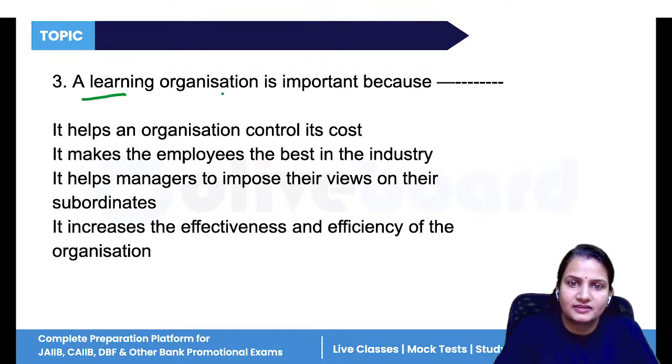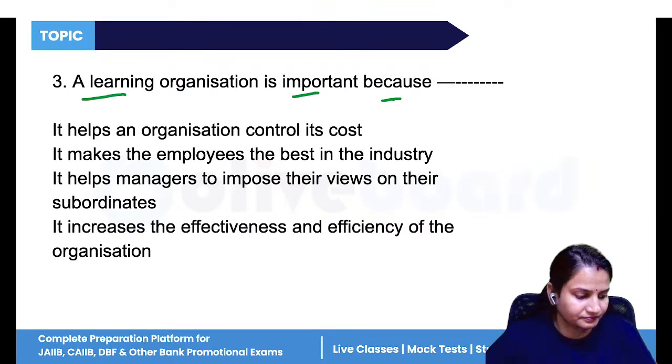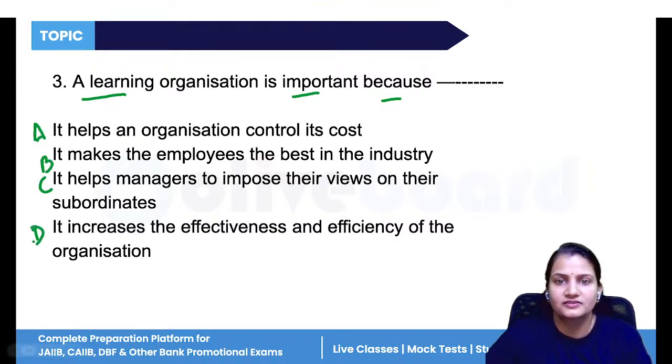Next, a learning organization is important because, so this is A, this is B, this is C, and this is D. Why is it important?